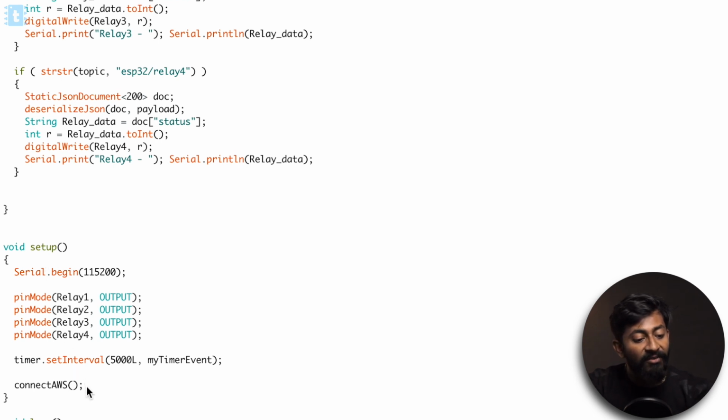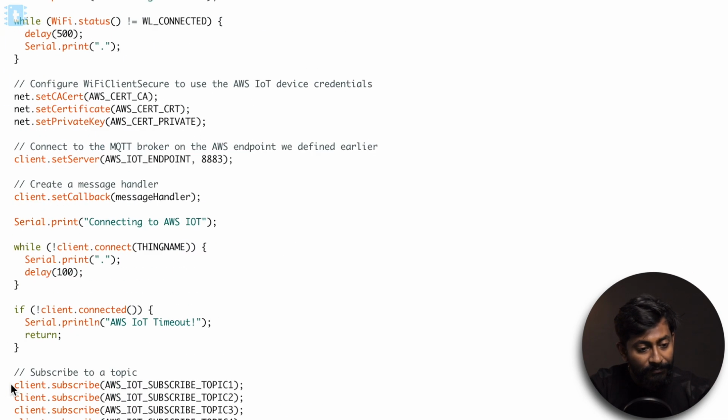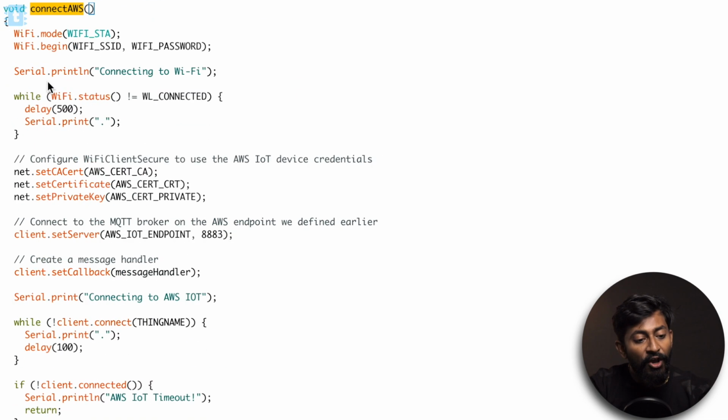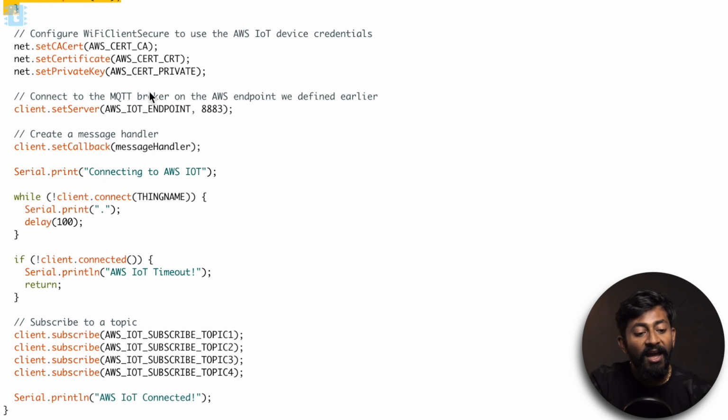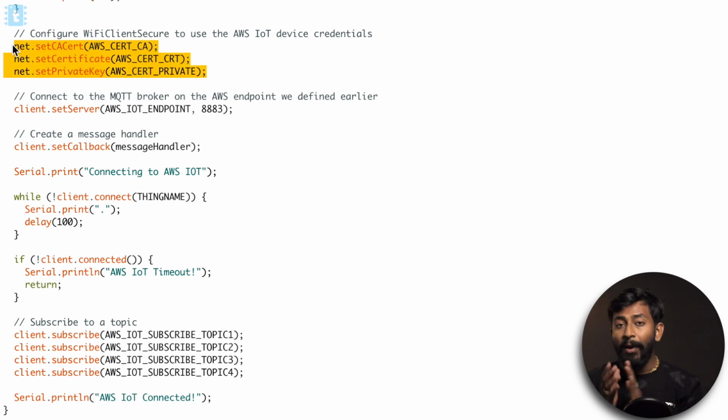After that, we have provided a function called connect AWS, which is responsible for making the connection from our ESP32 board directly to the AWS cloud. Let's go to that function as well. First of all, we are connecting our ESP32 board to the Wi-Fi router. After it gets successfully connected, we are sending the certificates that we have provided in the secret.h header file, just to verify that we are a genuine user of the AWS cloud.